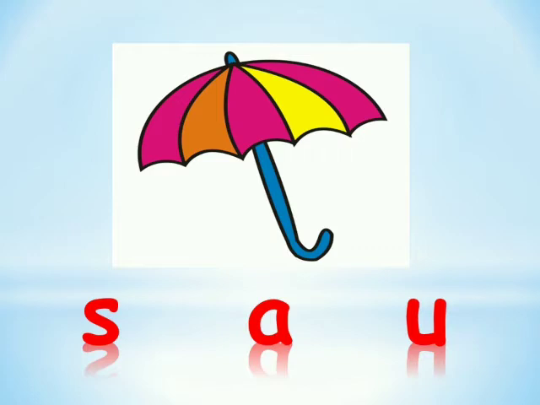Which picture is this? This is an umbrella, and when we say umbrella, which sound comes from our mouth first? U, umbrella. Yes, U, umbrella, we will circle the U.